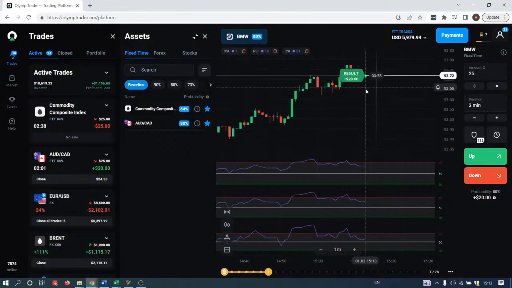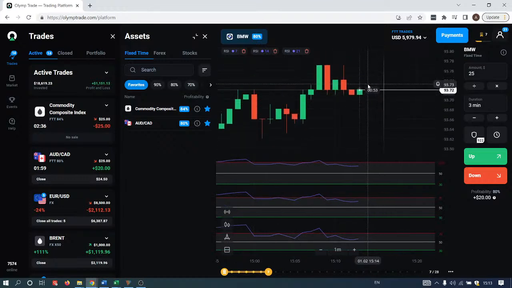All right. So this trade closes with a profit. As you can see, this stock does not really move fast. It kind of goes in these squares with actually 1 euro cent. So 93.72 euros is how much one share of BMW stock currently costs.